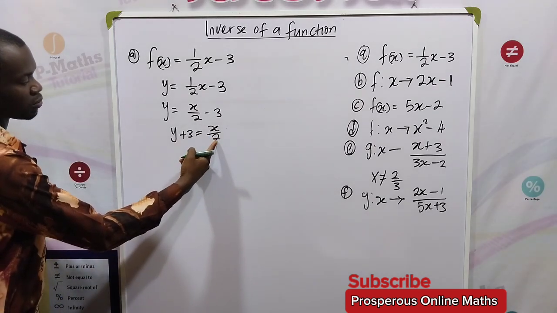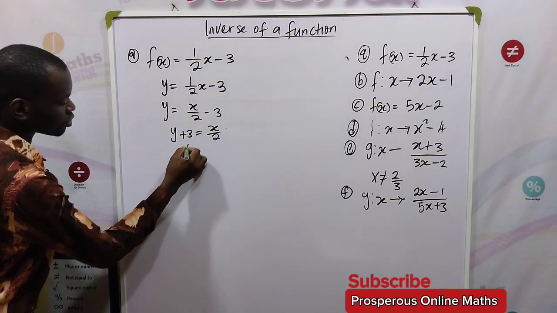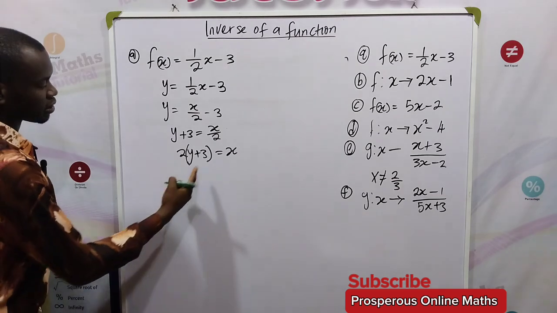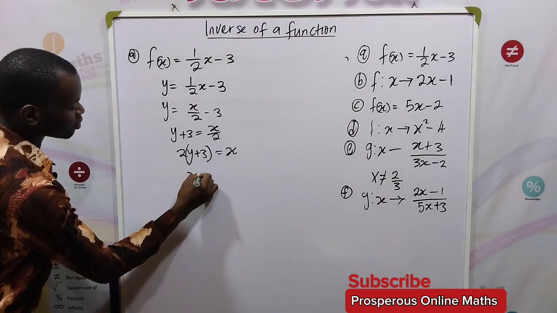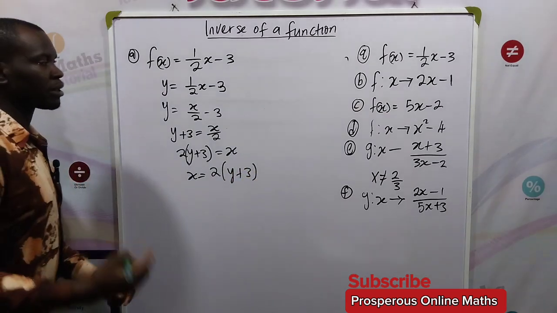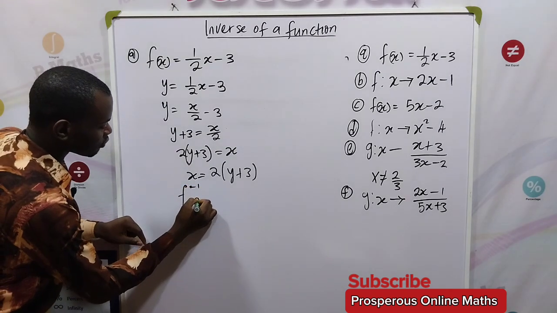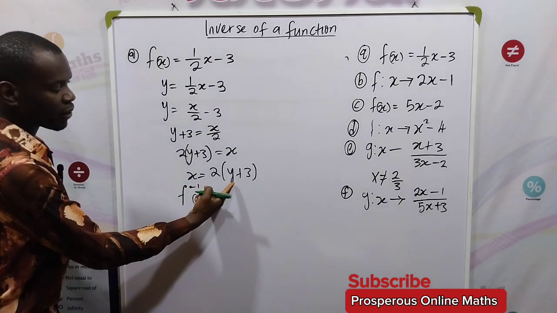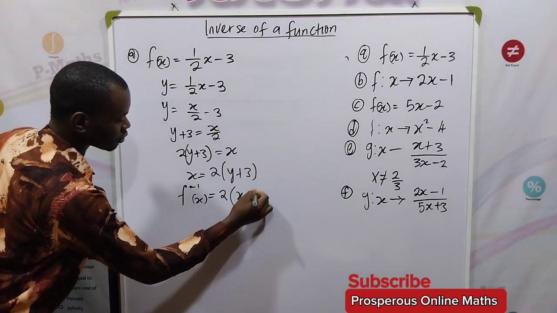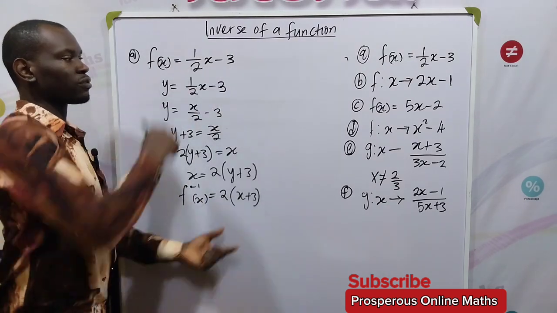Then cross multiply so that we eliminate this 2. 2 multiplies this side. We have 2 into y plus 3 equals x. What next? We already have x, so we have x equal to 2 into y plus 3. Remember that what we are looking for is an inverse function. So the inverse of the function of x becomes, anywhere you see y, put x there. So we have 2 into x plus 3. And that becomes the solution. So this function is the inverse of this function.